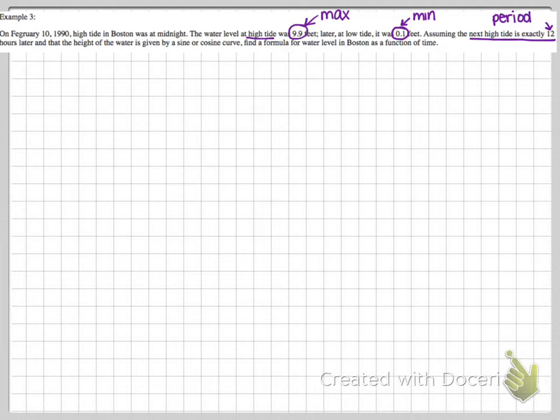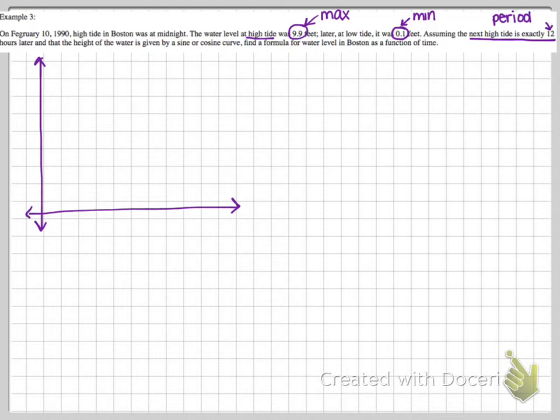So you can do this in whatever way makes you happy. Remember, it said a sine or a cosine curve. What the heck, maybe we can do both. You can stop me if you're just like, ugh, I don't care. That's fine, but I'll do both.